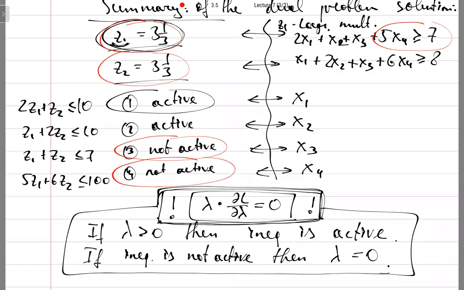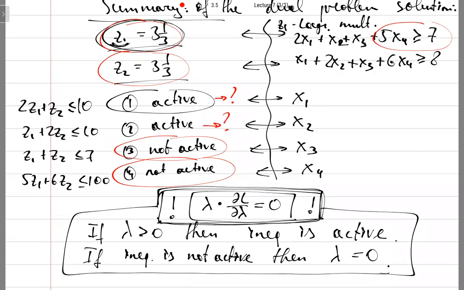I can conclude nothing from an active inequality. If the inequality is active, it may happen that the corresponding Lagrange multiplier is positive. It may happen that the corresponding Lagrange multiplier is 0. I don't know. Basically, here I don't know what happened.